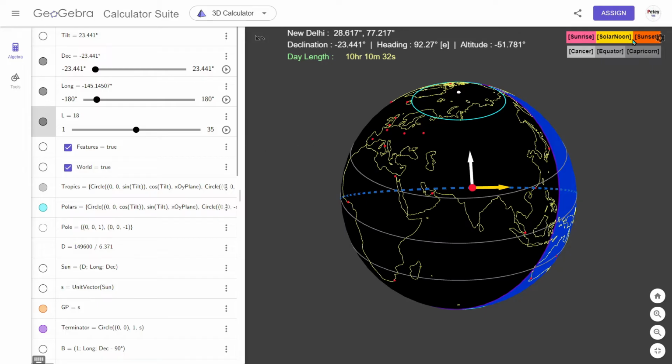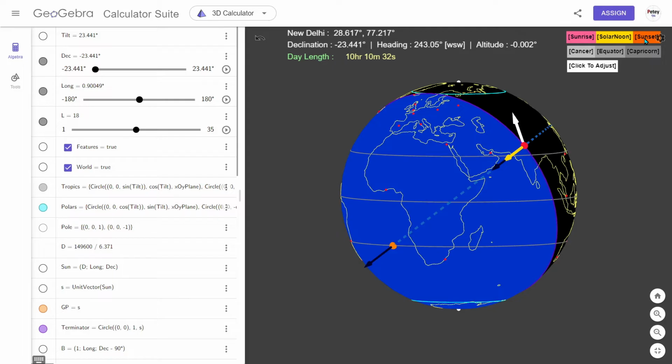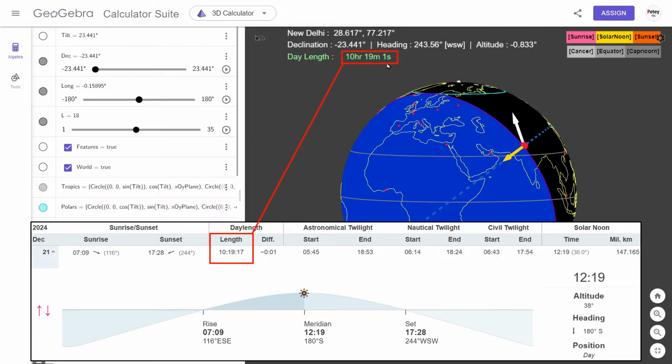Sunset or sunrise, doesn't really matter. Let's go sunset. Click to adjust. And we have 10 hours, 19 minutes and 1 second. Let's see what Time and Date has to say. Okay, so they have 10 hours, 19 minutes and 17 seconds. This time we are 16 seconds out for the whole day.